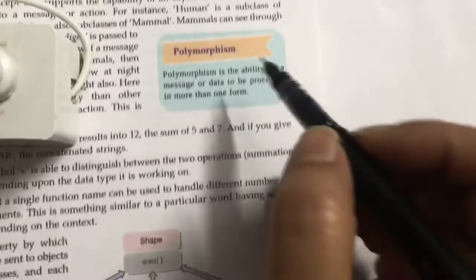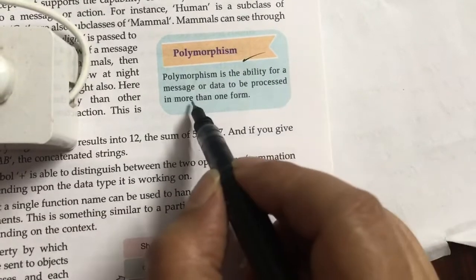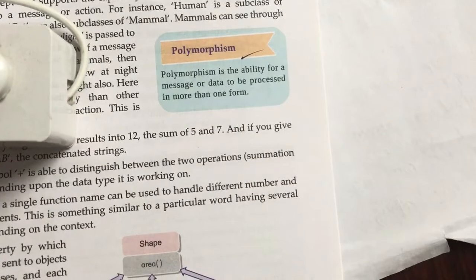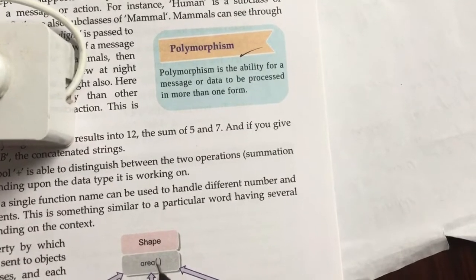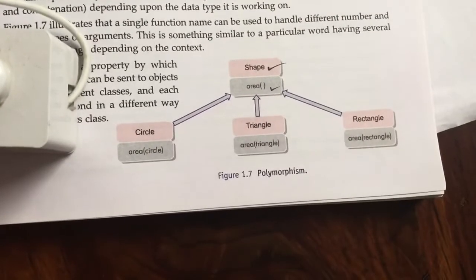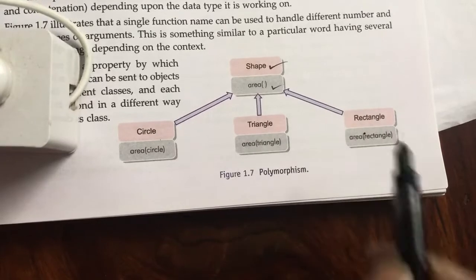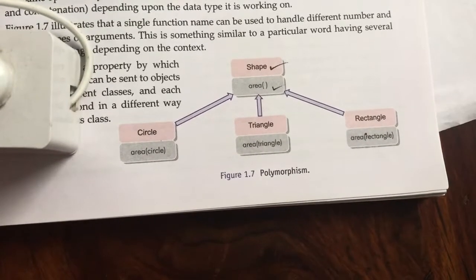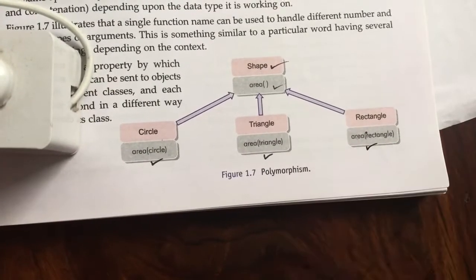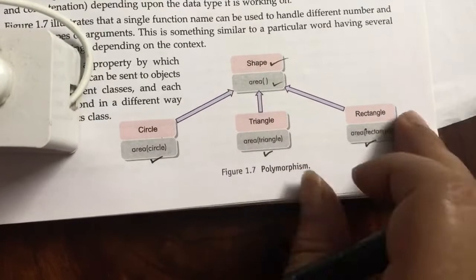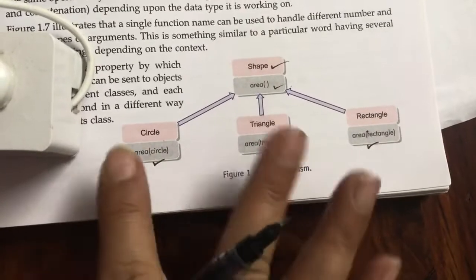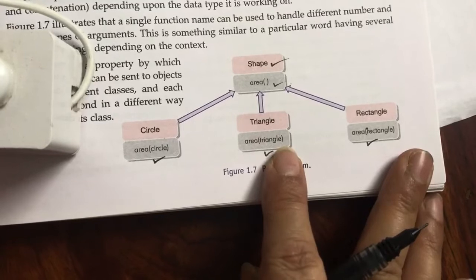Then comes polymorphism: the ability for a message or data to be processed in more than one form. Now let's say we have this shape, and we have one behavior, area. All the different shapes have the function area, but naturally it is going to be calculated differently for each. You are just saying the word area, and everybody is going to do it differently, but the name of the function remains the same.